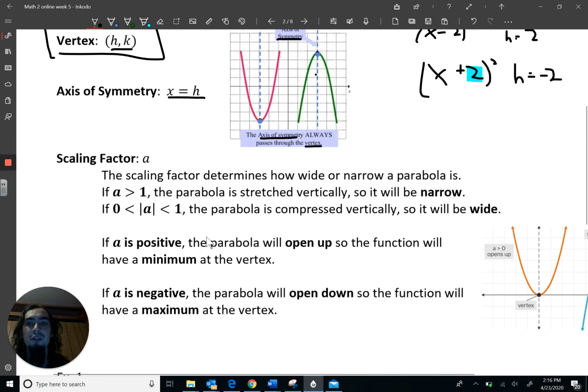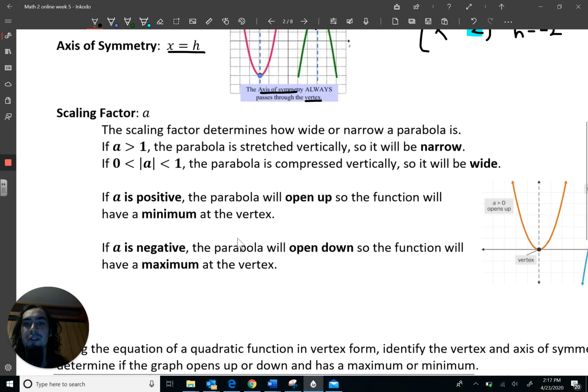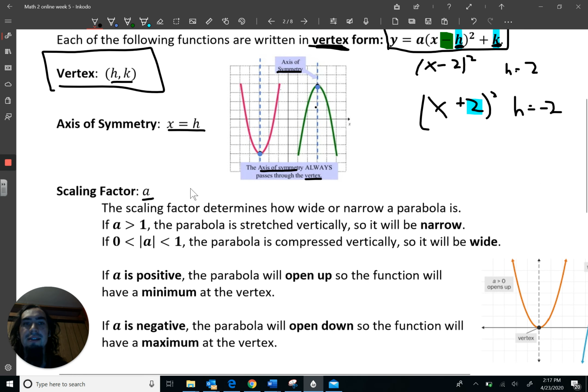All right. Scale factor, we're going to talk about the a, and then we're going to jump into some examples. So our a value is the thing in the front.